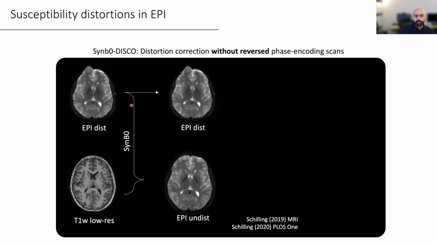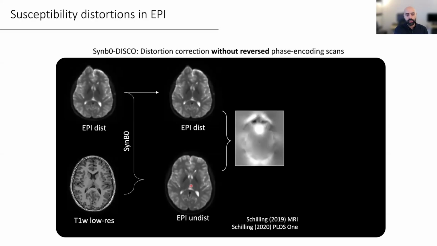And this is the main tool we use for this, called SynB0 or SynB0-DISCO. It takes the T1 weighted image and the distorted EPI and generates for you a distorted and an undistorted version of the EPI that we can then use in the same way we used before, plug it into the pipeline and generate this distortion or displacement field, and plug that into the rest of the data.